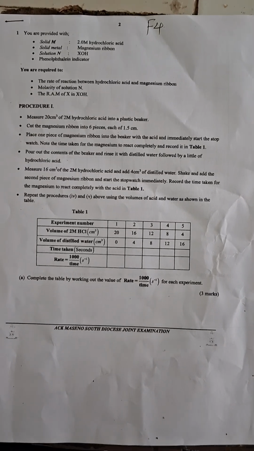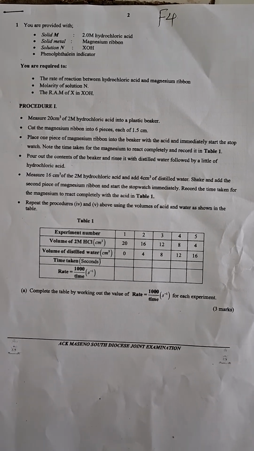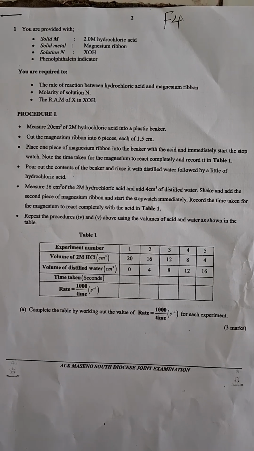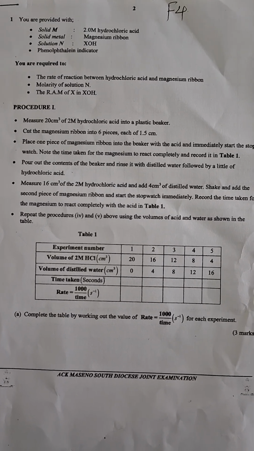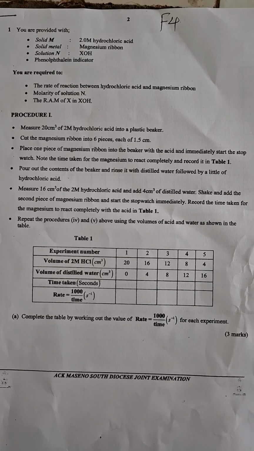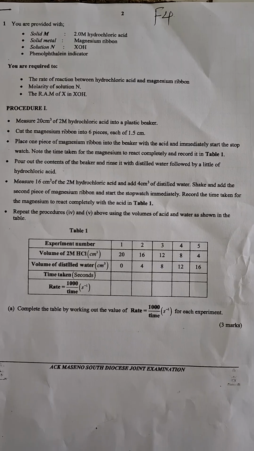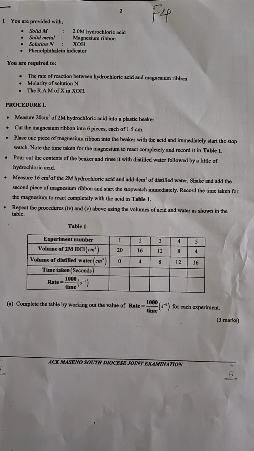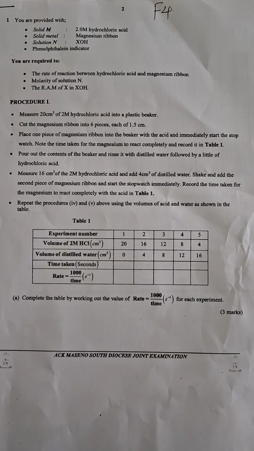Hydrochloric acid, solid magnesium ribbon, solution N, 2 molar sodium hydroxide, with an alkaline indicator. We are required to determine the rate of reaction between hydrochloric acid and magnesium ribbon, the molarity of solution N, and the relative atomic mass of X in sodium hydroxide.